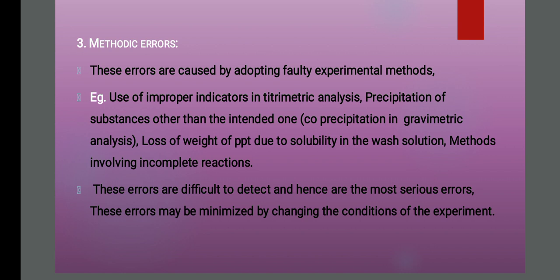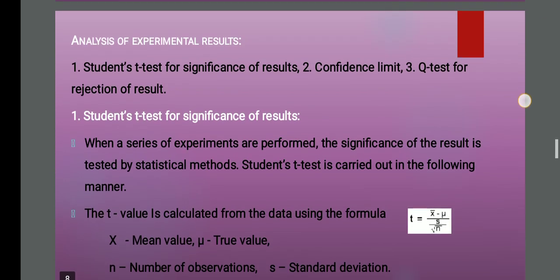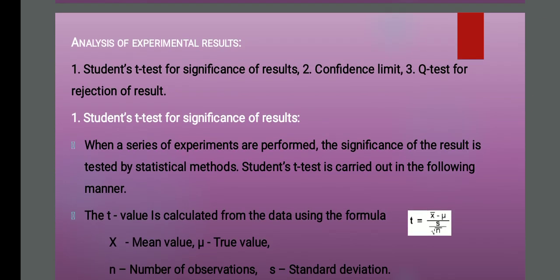Now we will go with the analysis of experimental results. Okay, so we have done all the experiments properly. Now we need to check whether the result we have observed is correct or wrong. There are 3 ways of determining the result. First one is student's t-test. Second one is confidence limit. And third one is the q-test.